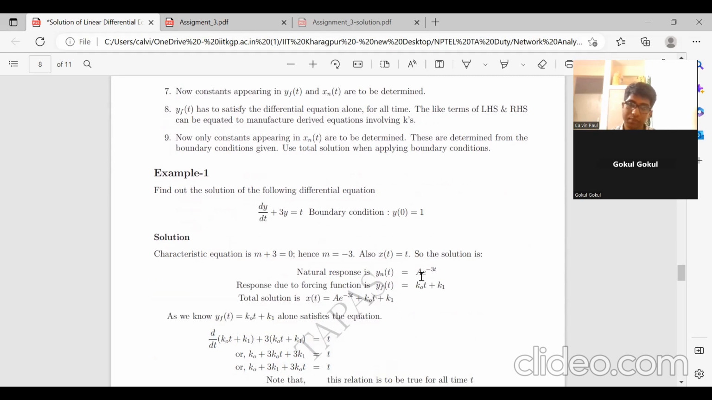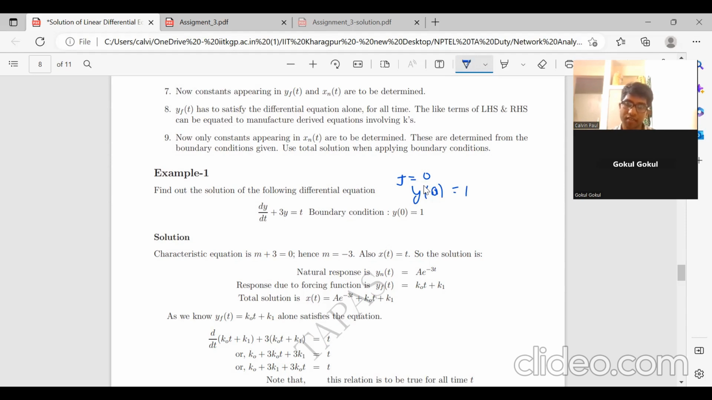So let us see example one which they have shown here. dy by dt plus 3y is equal to t, and the boundary condition is y of 0 is equal to 1. What does y of 0 equal to 1 mean? It means that at time t equal to 0, the value of y is 1. That is the boundary condition.